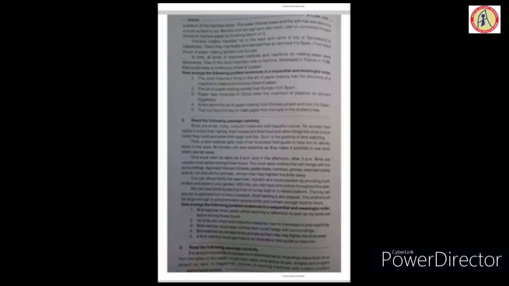Paper was invented in China after the invention of papyrus by ancient Egyptians. This was the first sentence which we observe compared to the rest of the sentences. So, 3 is the first one. Next, Cylon found a way to make paper from the bark of the mulberry tree. That is 2, so the second one is 5. Third, Arabs learned the art of paper making from Chinese people and took it to Spain. That is 4. The art of paper making spread over Europe from Spain. That is 5.